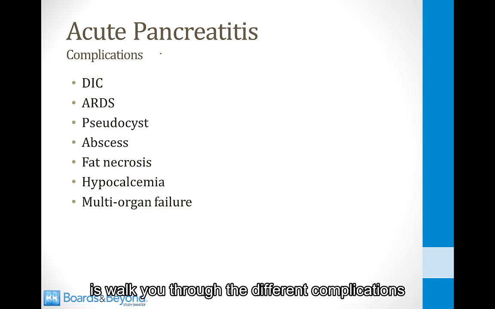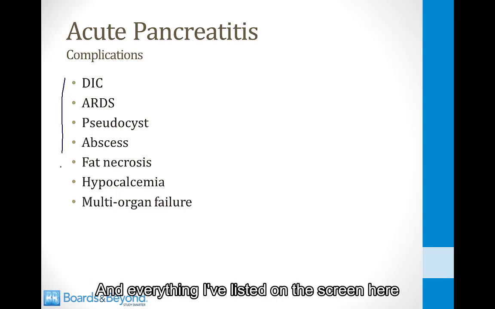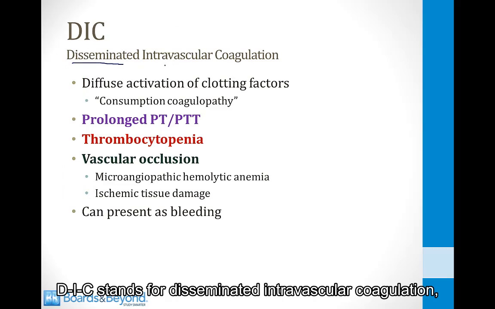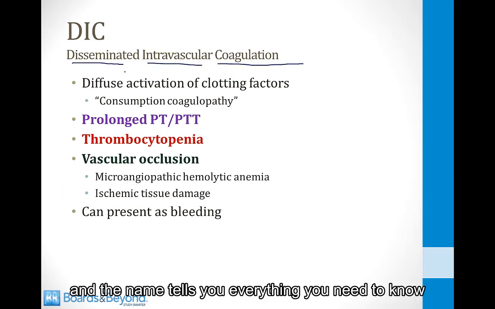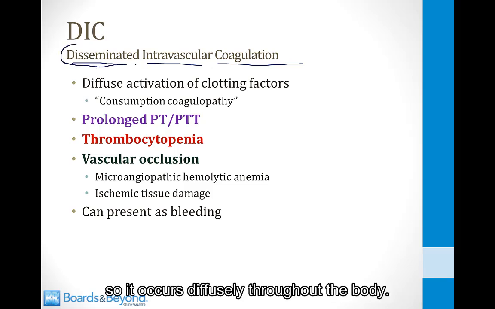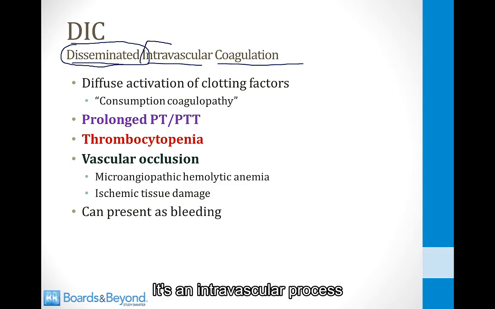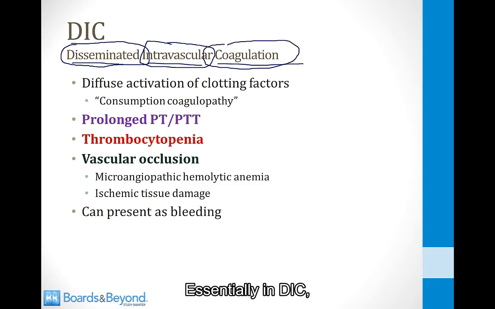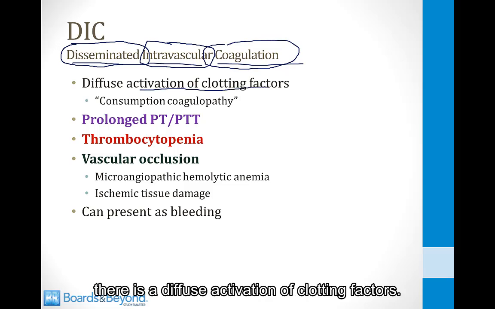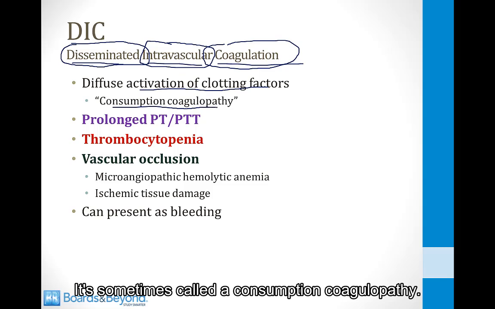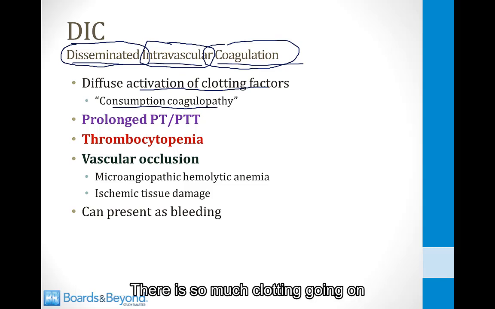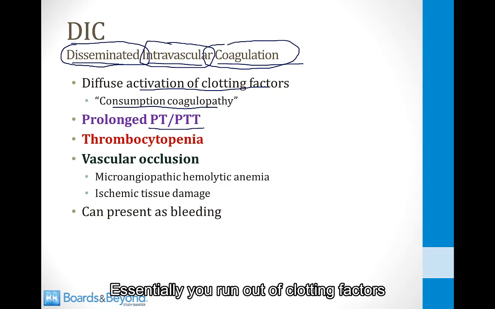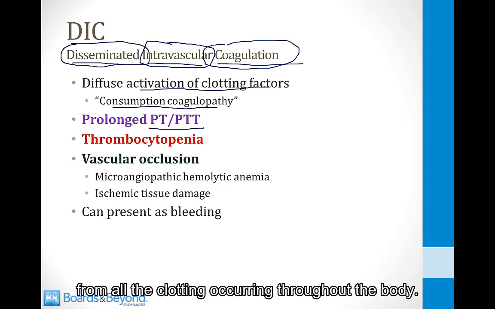So now what I'm going to do is walk you through the different complications that can occur. And everything I've listed on the screen here is a potential complication of acute pancreatitis. DIC stands for disseminated intravascular coagulation, and the name tells you everything you need to know about this disorder. It's disseminated, so it occurs diffusely throughout the body. It's an intravascular process that occurs inside of blood vessels, and it involves activation of coagulation factors. Essentially in DIC, there is a diffuse activation of clotting factors. It's sometimes called a consumption coagulopathy. There is so much clotting going on that all the clotting factors are consumed. This results in prolongation of the PT and PTT. Essentially, you run out of clotting factors from all the clotting occurring throughout the body.